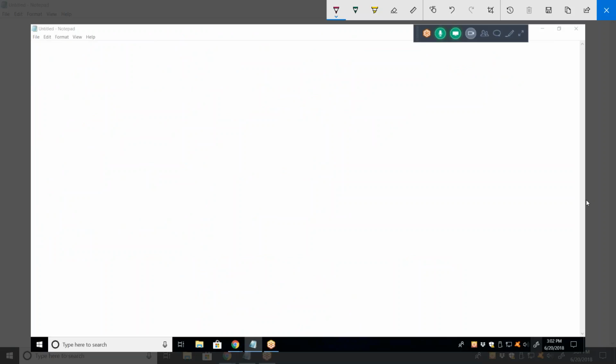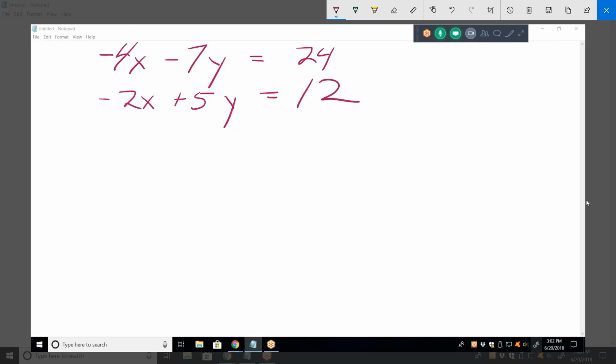Okay, so the next one is negative 4x minus 7y equals 24. And then I have negative 2x plus 5y equals 12. Which method are we going to use? Elimination. So I'm just going to multiply the bottom by 2. But if we multiply it by negative 2, you see why?